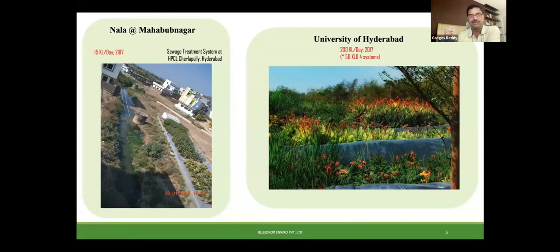This is again a nature-based solution, a passive wetland system. We didn't want to spend a lot of money here. So everything was done with earthen bunds and some HDPE liners. So this is in University of Hyderabad.